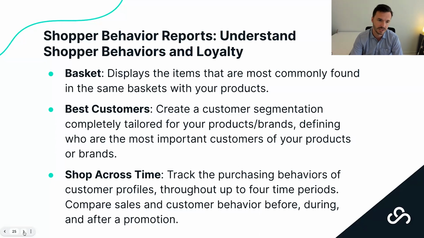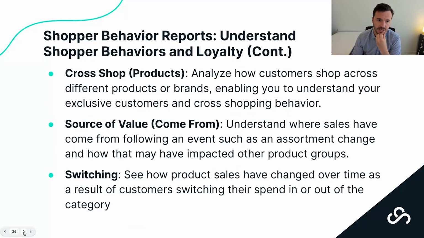Stuff like that. Shop across time. Kind of similar. You can track the purchasing behaviors of these different customer profiles. Are we more successful with more elderly customers for the first time in a while? If so, why? Is that something that we can control? Is it something that we want? So all of that.